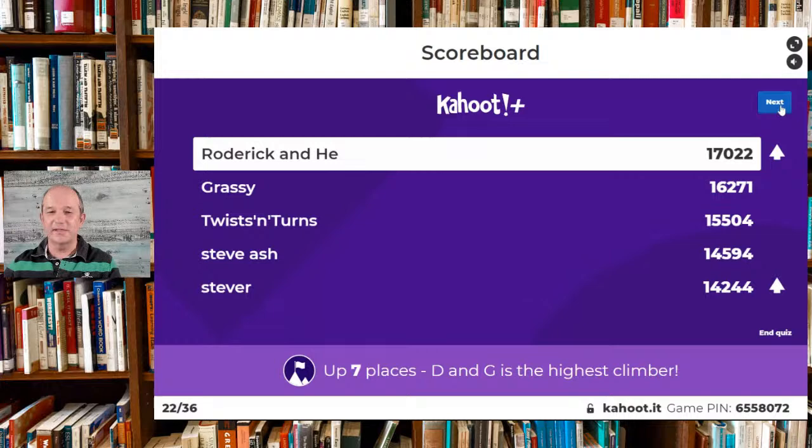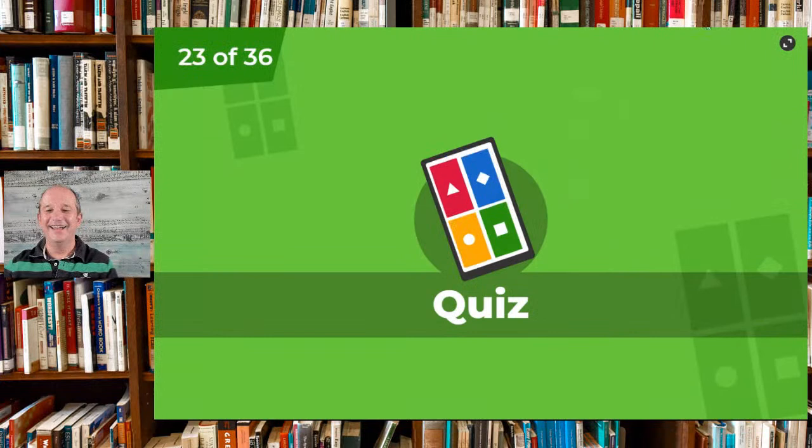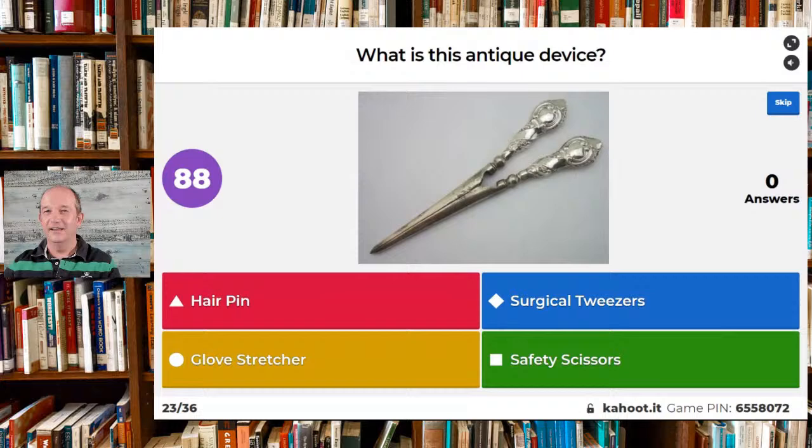Next question in the picture round. Question five of the picture round, and maybe with spirit stains. Yeah. So what is this antique device? What is this? Is it a hairpin? Is it surgical tweezers? Is it a glove stretcher or safety scissors? What would that be? Hairpin, surgical tweezers, glove stretcher, or safety scissors?